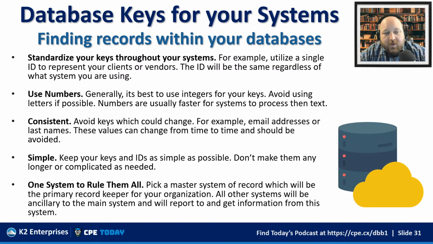Whenever possible, we want to keep our IDs simple and easy. You don't want them long and complicated. Integers work really well. And have one system that controls everything inside your business. Pick a database inside your system that's the single source of truth. That's the record keeper for your organization, and all other systems will be ancillary to that system. It's not the same for every business. It might be your accounting system, your sales system, or your ERP system, but pick a system and then stick with it.